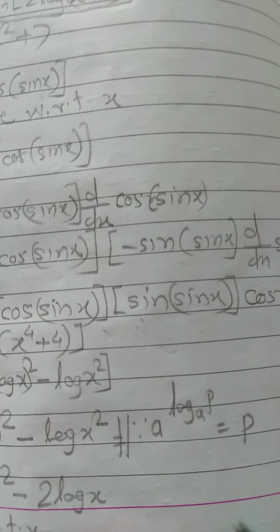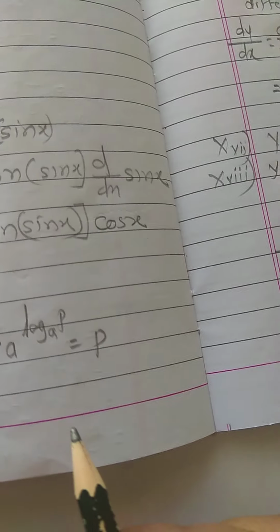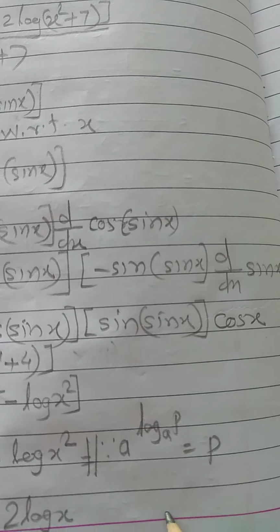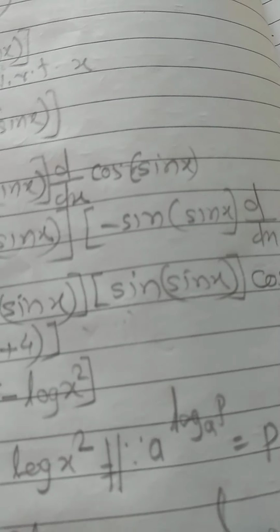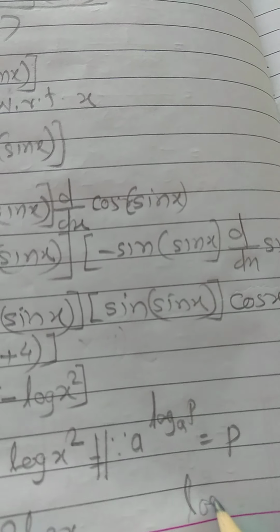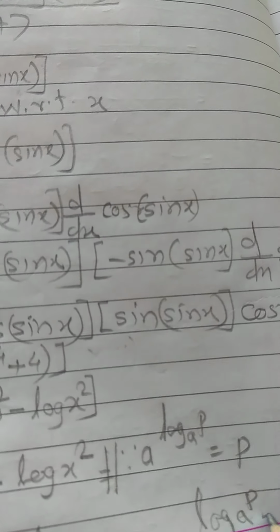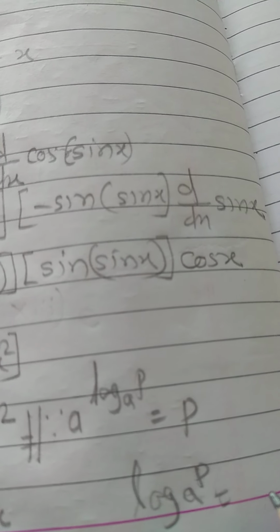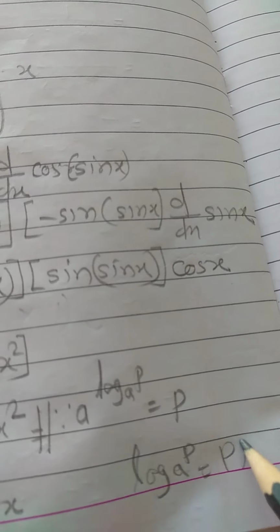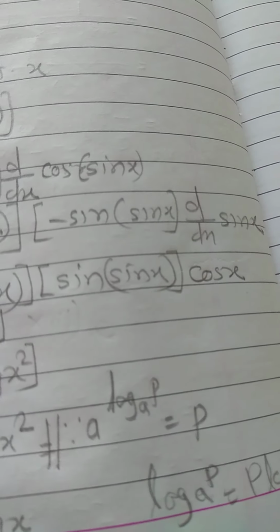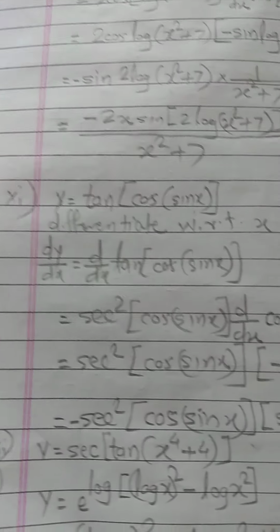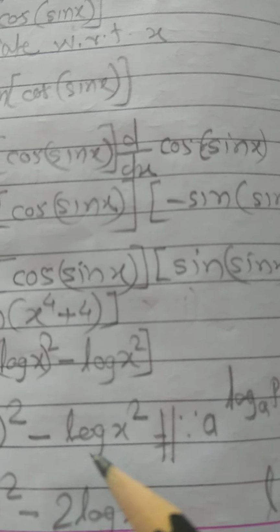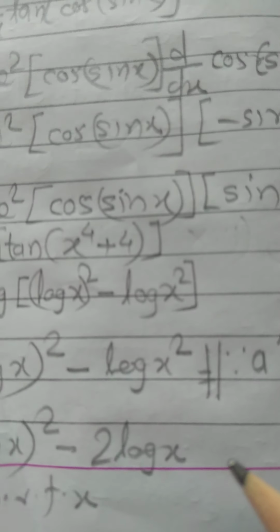See here, we can have that property as log of a raised to p is p log a. Okay, so here also log of x square is 2 times log of x.